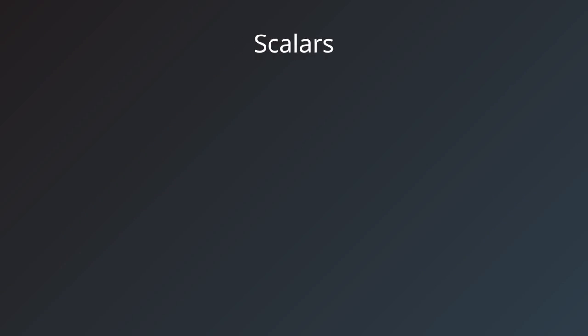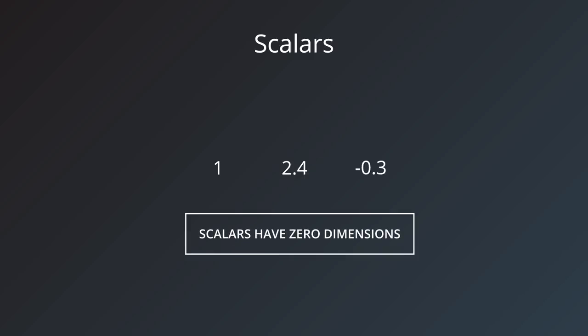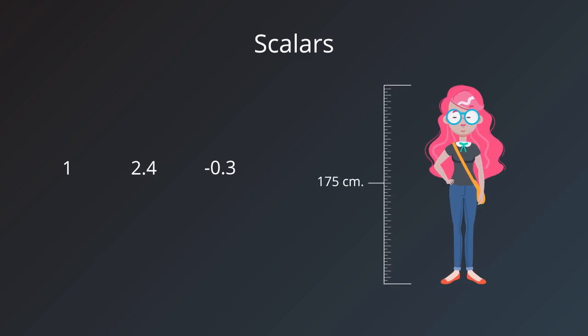First, we have the smallest, simplest shape, a single value, like 1, 2.4, or negative 0.3. These are called scalars. We say that scalars have 0 dimensions. It's kind of impossible to visualize 0 dimensions, but just go with it. That's how scalars are defined. So from the examples before, a person's height would be a scalar and have a 0-dimensional shape.